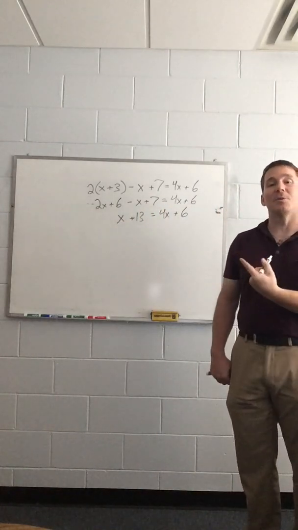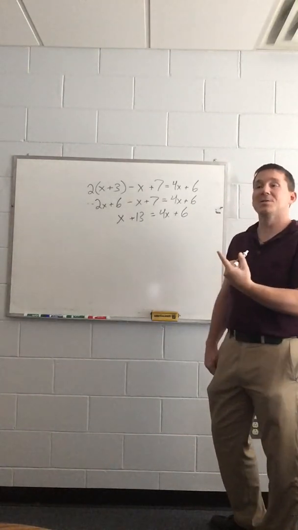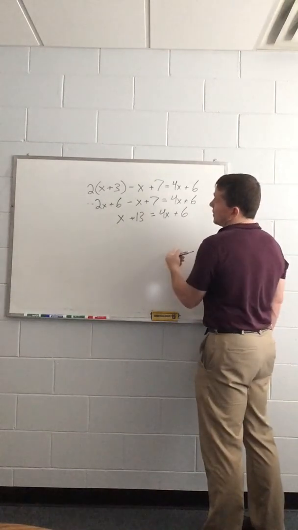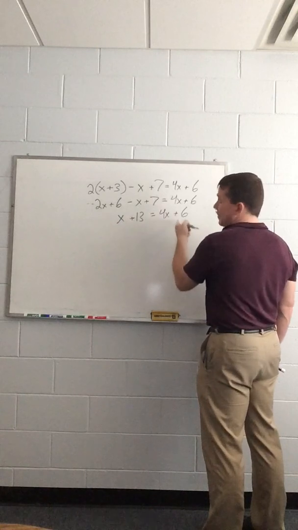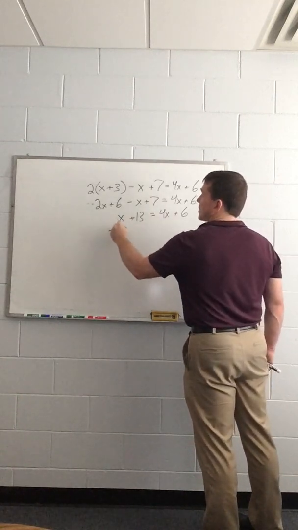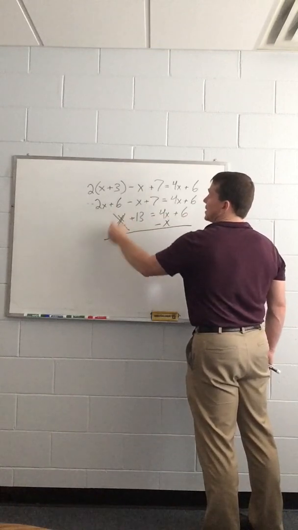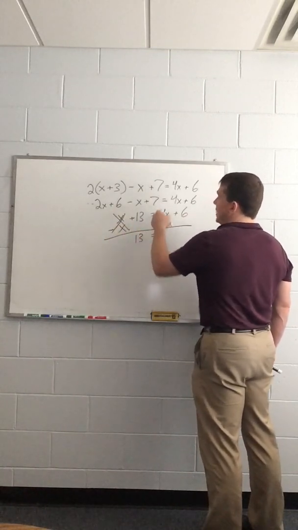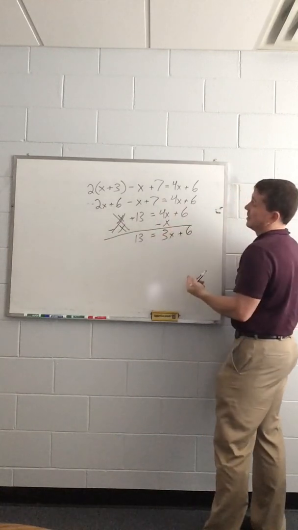Now I have x's on both sides of the equation, and in this case, I just have to bring all the x's to one side. I can do it in either direction I want. In this case, since the 4x is bigger than the 1x, I'm going to bring the 1x over here. So subtract an x from the left and subtract it from the right. Those x's cancel. I get 13 equals 4x minus x, which is 3x plus 6.